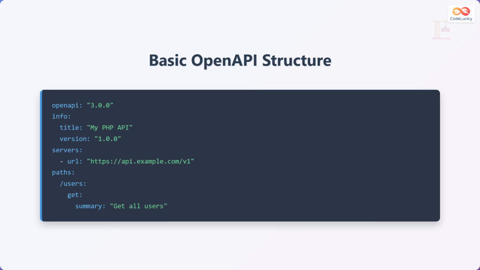The servers array lists the base URLs for the API. Here it is, 'https://api.example.com/v1'. The paths section defines the API endpoints. In this example, the /users path has a get operation, which has a brief summary of "Get all users".